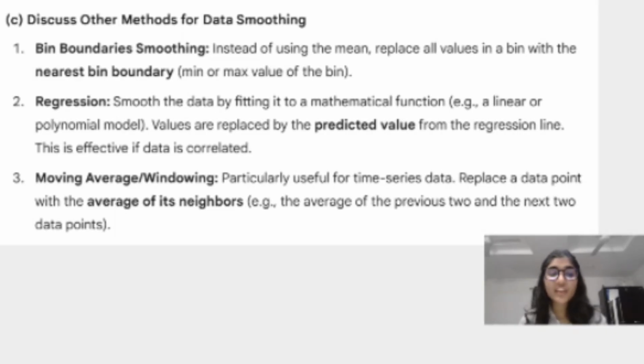The third is moving average or windowing. It is particularly useful for time series data. Replace a data point with the average of its neighbors. Example, the average of the previous two and the next two data points.